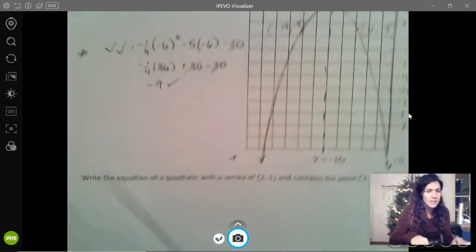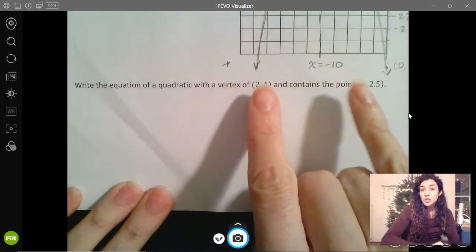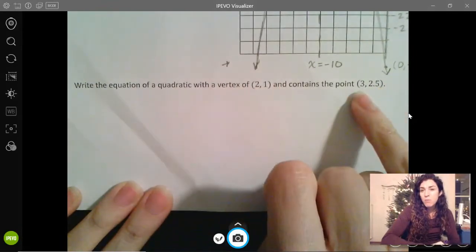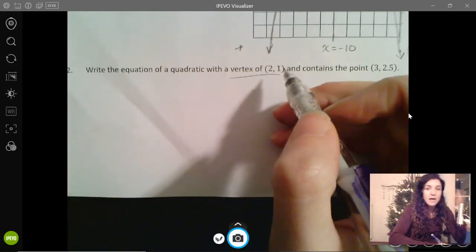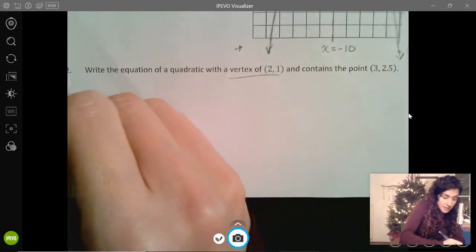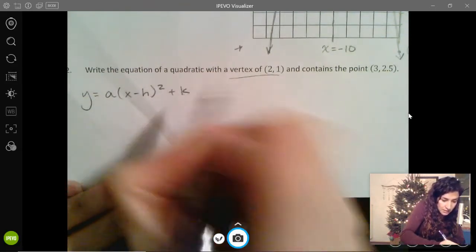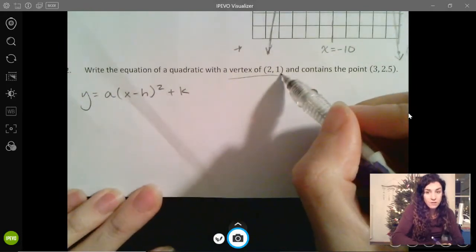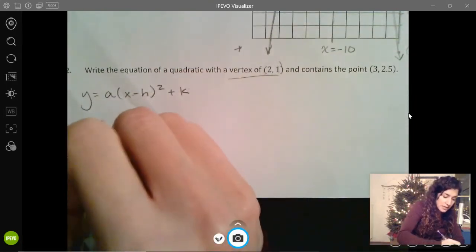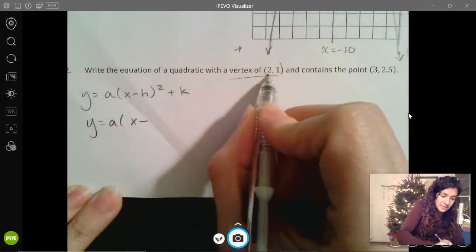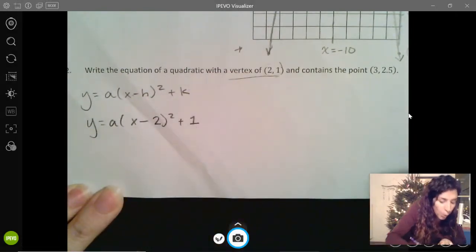Okay. One last thing that I wanted to talk about is writing equations of quadratics. We're given two pieces of information here: the vertex and a point that is on this equation. We can use the vertex form of a parabola to write out the basic idea of a quadratic in vertex form. If we have the vertex, we can plug those values in for what we know within the vertex form. So y equals a times x minus, and that's going to be a +2 squared plus k is +1.